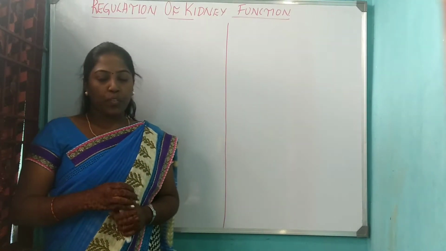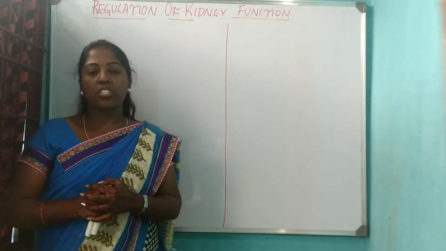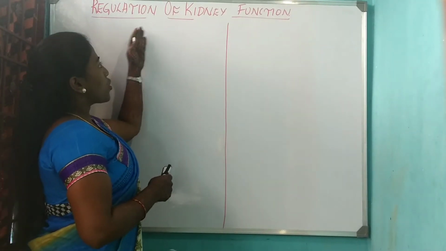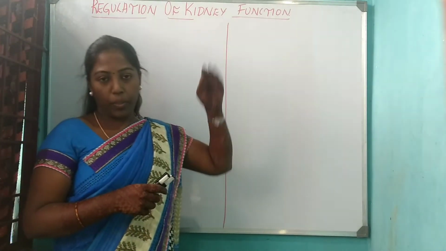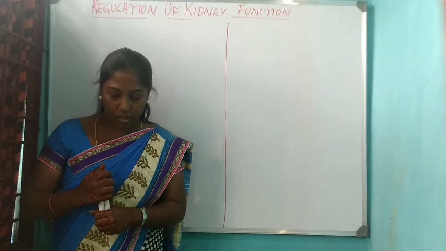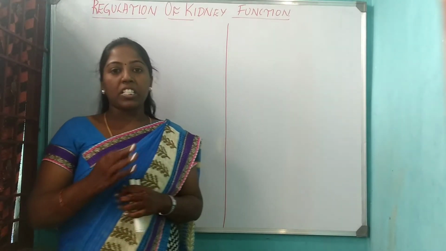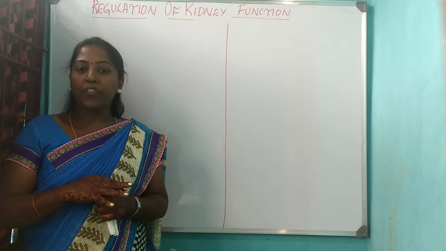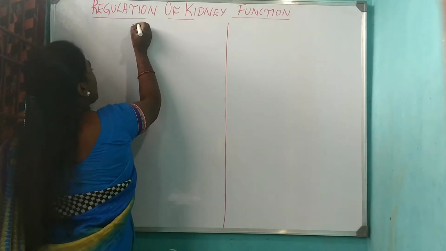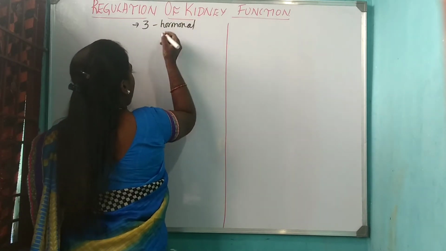In the previous class, we were discussing the functions of the renal tubules and the mechanism of concentration filtering. In today's class, we are going to discuss the regulation of kidney functions. So, how is kidney function monitored or regulated? Kidney function is monitored by three hormonal feedback mechanisms.